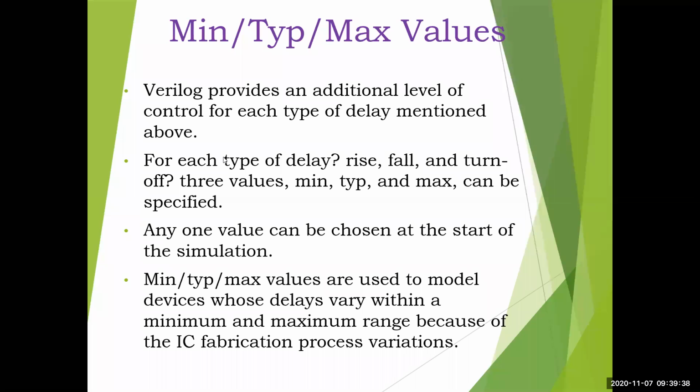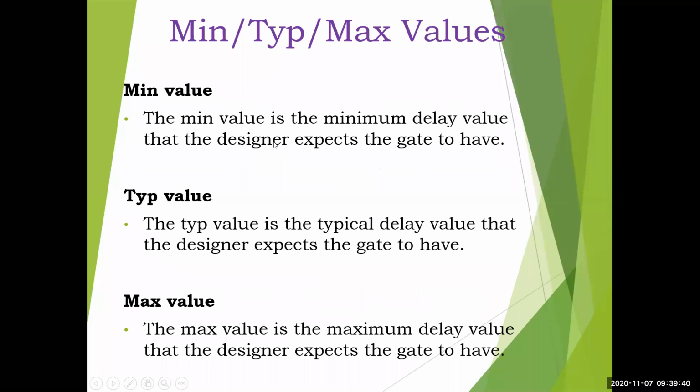We'll see an example of how we use this. First we'll define this. Minimum value is the minimum delay value that the designer expects the gate to have, when he has designed a gate, how much minimum it can require. Similarly, maximum value is the maximum delay value that the designer expects the gate to have. In between that is the typical value, the typical delay value that the designer expects the gate to have. Typical means on an average.